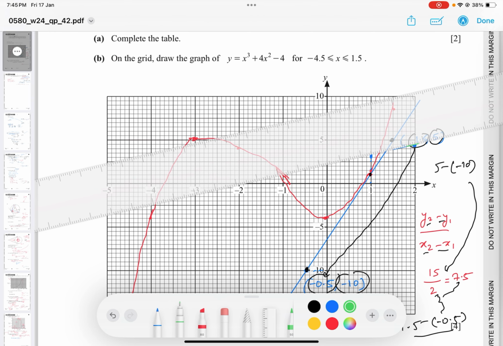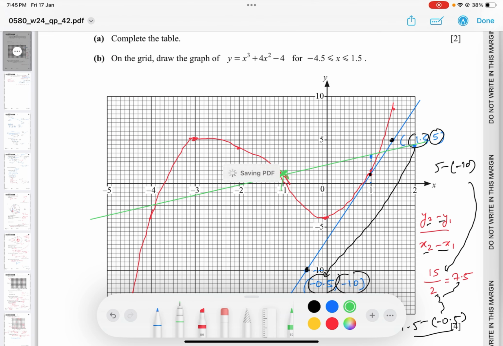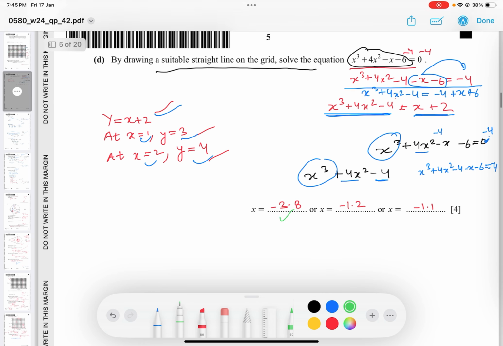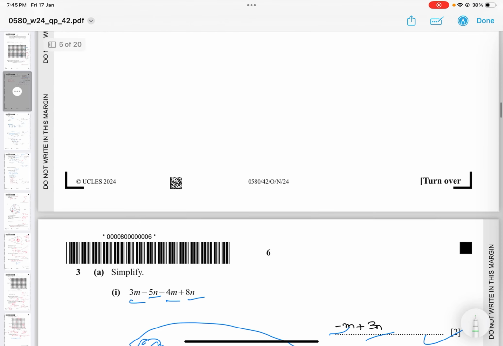Let me use a different color for this one. Now there are 3 points at which it is crossing, and this one. Alright, so you can write the value of these points. X point over here, I've already done it, and these are coming as negative 3.8, negative 1.2 and negative 1.1. Very good. Got the answer for this one as well.